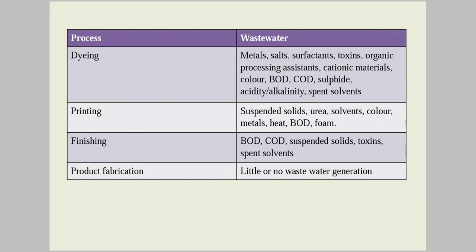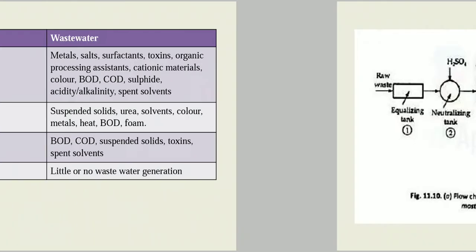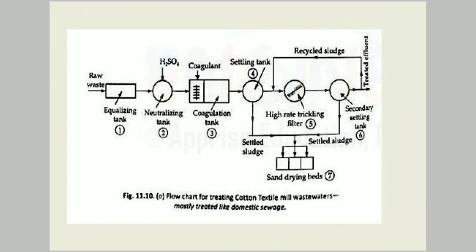In the printing process, suspended solids, urea, solvents, color, metal, heat, BOD, and foam are produced as wastewater. Finishing is nothing but washing and making it into a final form. So there the remaining components will be removed. So we will get further BOD, COD, suspended solids, toxins, and spent solvents in the wastewater. Product fabrication comes after finishing, and it's also a dry process, so there will be no wastewater generation in product fabrication. Next we will see about treatment.